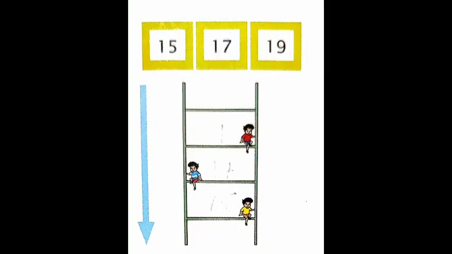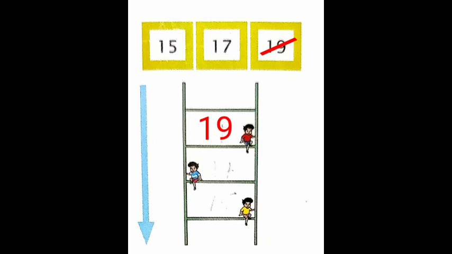Now let's go for the fourth question. Here the numbers given are 15, 17 and 19. Out of these three given numbers, which number is biggest? It is 19. Strike out 19 and write 19 in the first box.